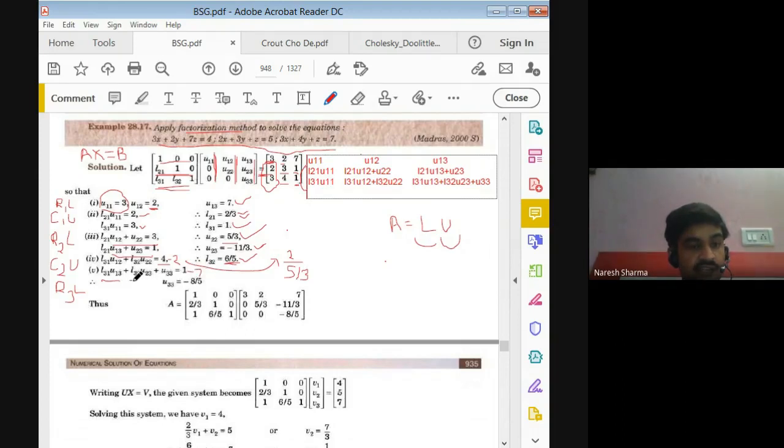And this L32. So L32 is your 6 by 5 and U23 is your minus 11 by 3. So we just multiply these two and shift to the right side, which is your plus. After cancellation, this 3 and 6 cancel, so minus 22, and right side it is plus 22 by 5. So you just do your calculation on this right side, you get your minus 8 by 5.